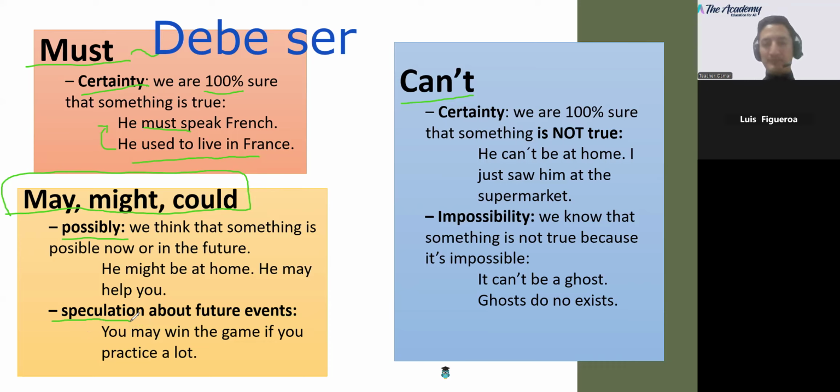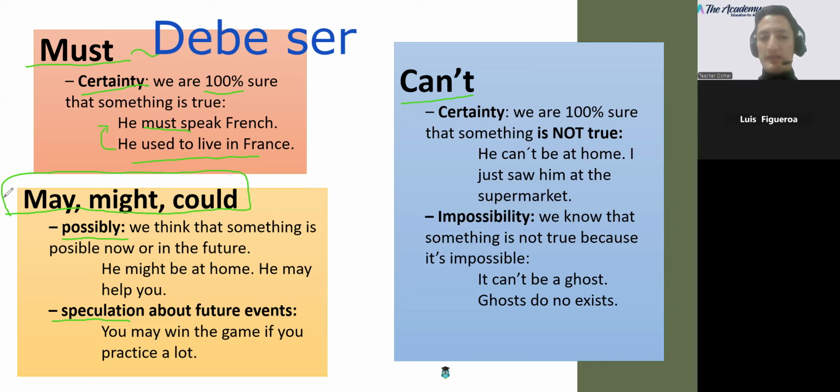Are we sure if we use these modals, may, might, and could? Are we sure of something, as in the case of must? No. Excellent. It would be 50-50, right? More or less, 50-50. For example, he might be at home. He may help you. Él puede estar en casa, puede que esté en casa. Él podría ayudarte, ok? They are deductions when we have a certainty of around 50-50, ok?